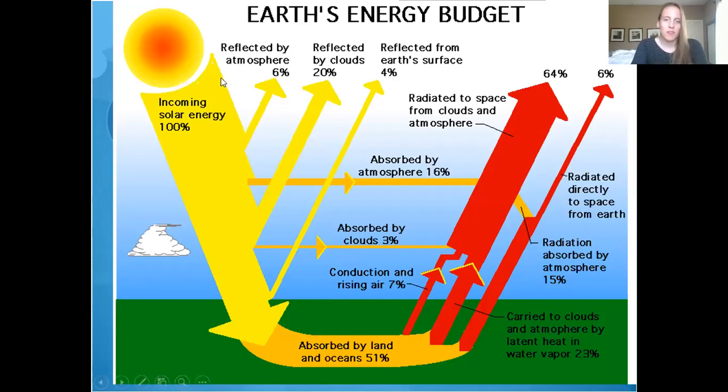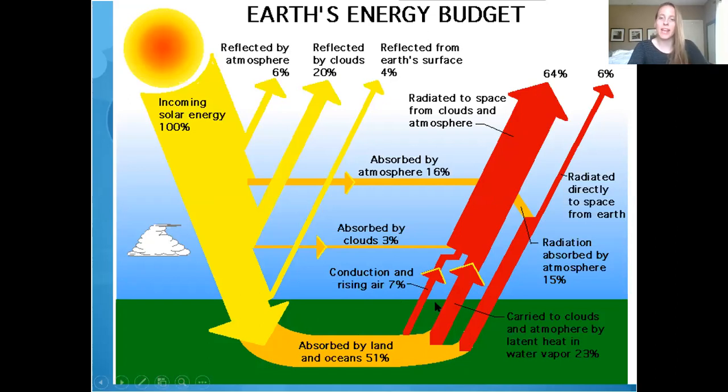If we look here, obviously the atmosphere is going to reflect some of that, but not most of it. The clouds reflect even more, which is why on cloudier days, you don't tend to feel as hot. And then some of it can be reflected directly off Earth's surface. That is especially true in areas where the ground cover is really, really light, like snow and ice. And then just over half of the solar radiation is absorbed by the land and the ocean, which is why Earth heats up.